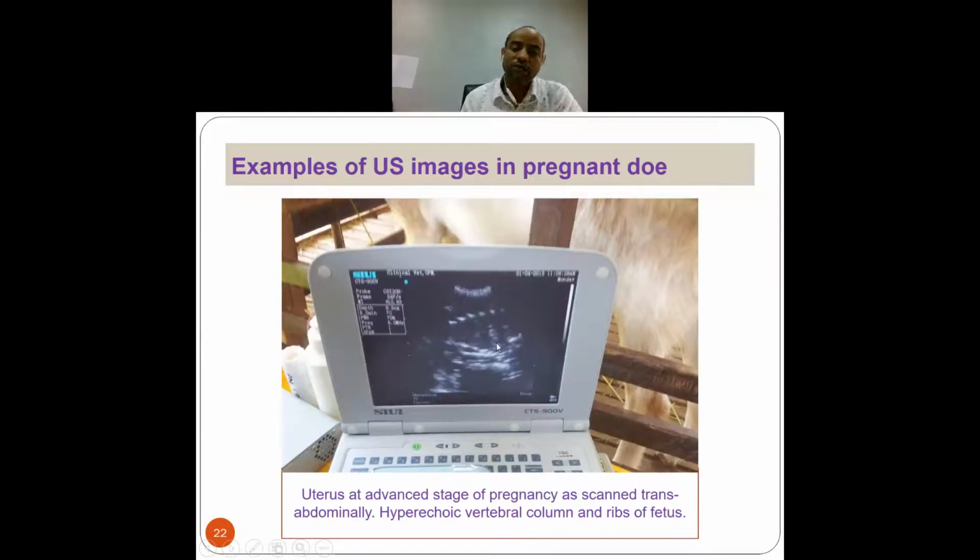All right. And if it is a live image, by the time you are doing the scanning, you would be able to see the heart within the thoracic cage beating, right? So the heartbeat can be visualized within the thoracic cage, and that is an important advantage of ultrasound, as it enables you to determine whether the fetus is viable or not, all right? So this is just an example of transabdominal scanning in goats or in small ruminants.